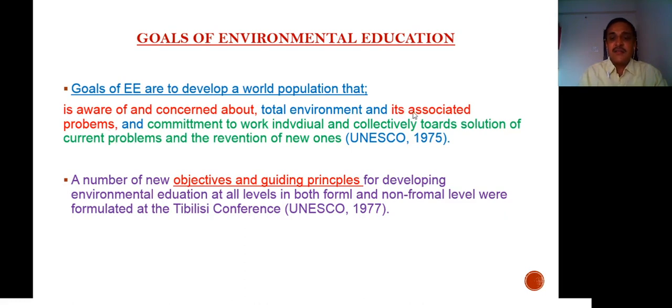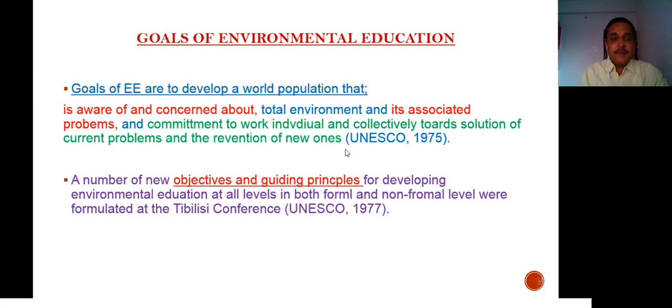There are different types of problems which were highlighted in an earlier slide, and they are associated with the environment. It also means a commitment to work, at the individual level or collectively, through group or collective efforts, towards a solution of current problems and the prevention of new ones. And this is the basic goal of environmental education, which was decided in 1975 by UNESCO.